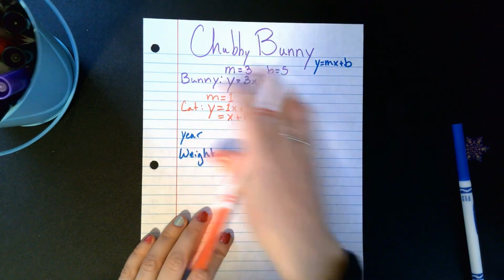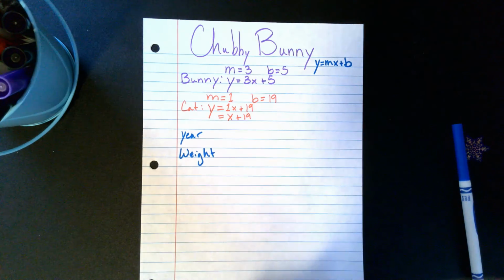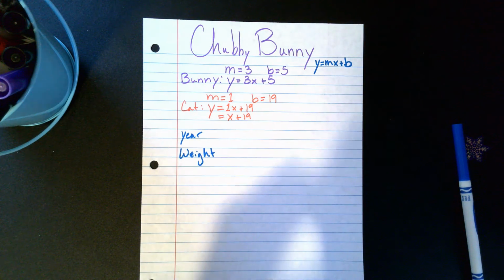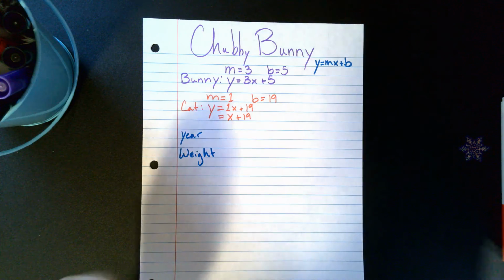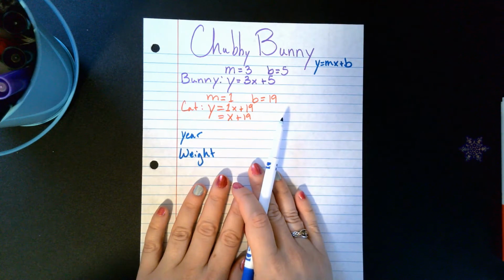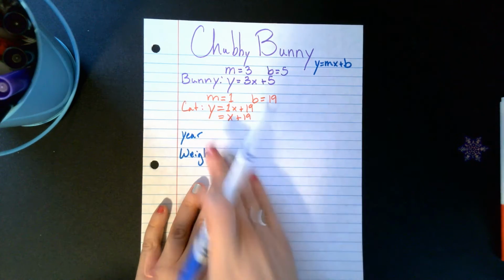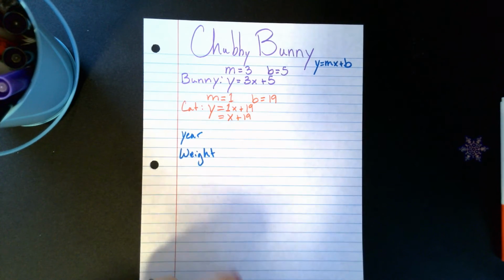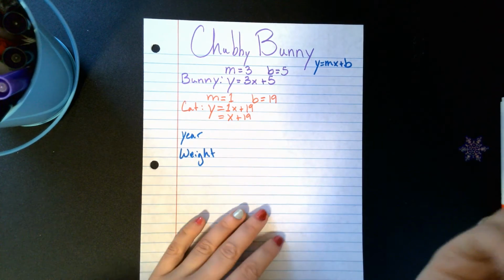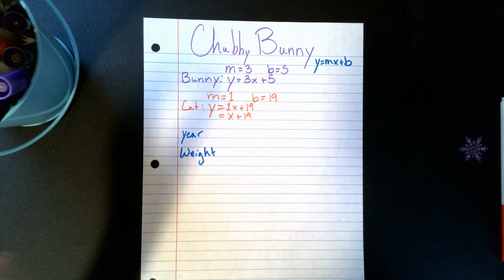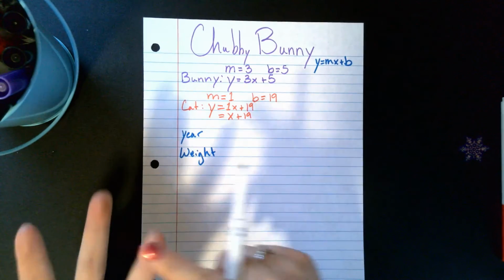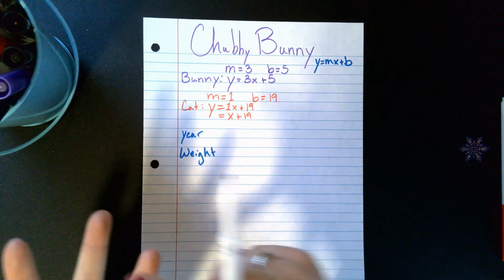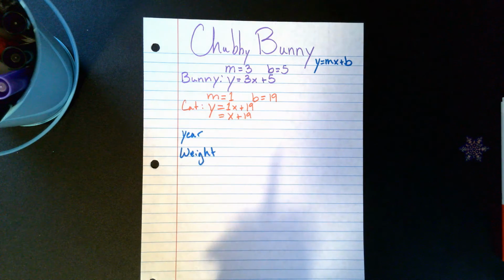Okay, so now I have both of my equations together. So the first problem we're going to tackle on Nearpod is what variable belongs to what unit, year or weight. So on Nearpod, I want you to tell me, do you think x is year and y is weight, or do you think y is year and x is weight?